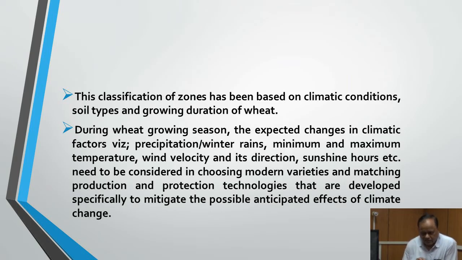This needs to be considered for the cultivation of wheat in different agroclimatic zones. And this should be matched with the modern variety and matching production and protection technology that are developed specifically to mitigate the possible anticipated effect of climate change.